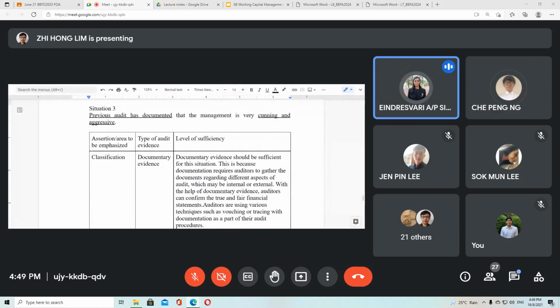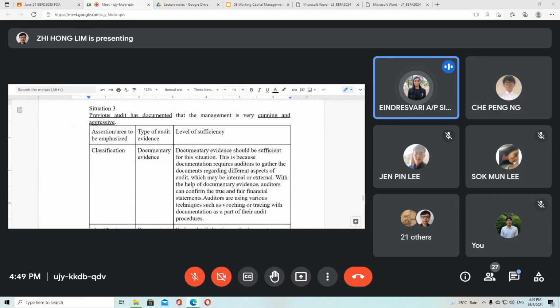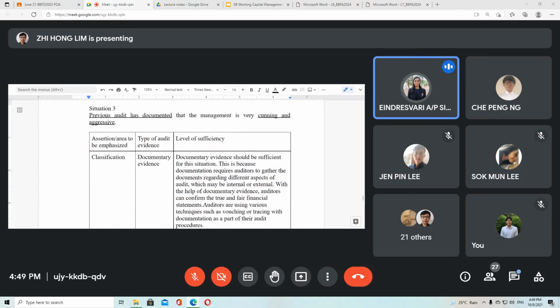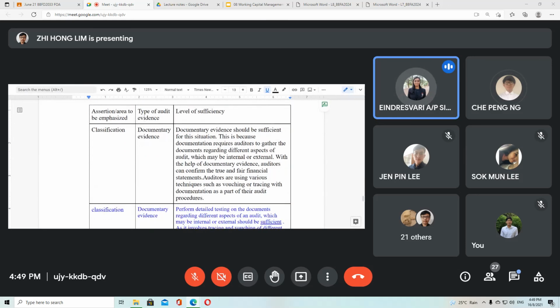Next, this is related to the previous audit document. The management has some attitude issue whereby they are cunning and aggressive. When they are cunning and aggressive, they will try to capitalize all the expenses because they want to show good profit. Those managers who are very aggressive want to show higher profit, so they might tend to manipulate the financial statement. The answer: management tend to manipulate financial statement to show higher profit.